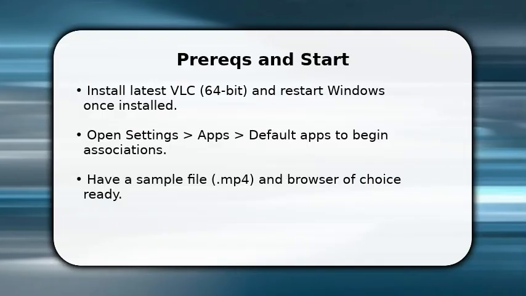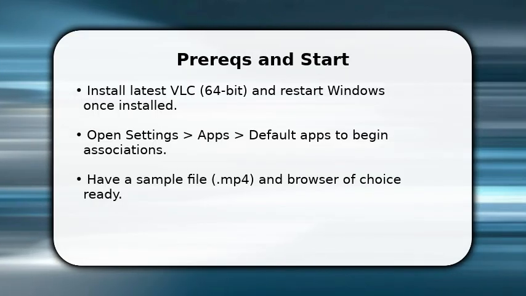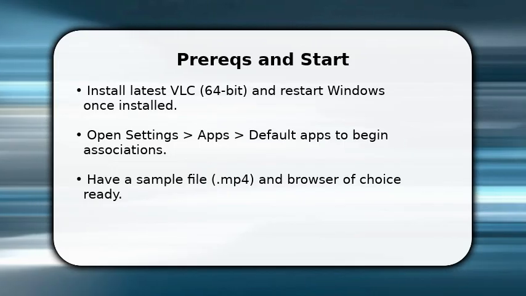You should first verify VLC is the latest 64-bit release and restart Windows. This avoids permission and codec glitches. Once installed, open Settings and go directly to Apps, then Default Apps. You'll use file type and protocol associations instead of legacy control panel options.